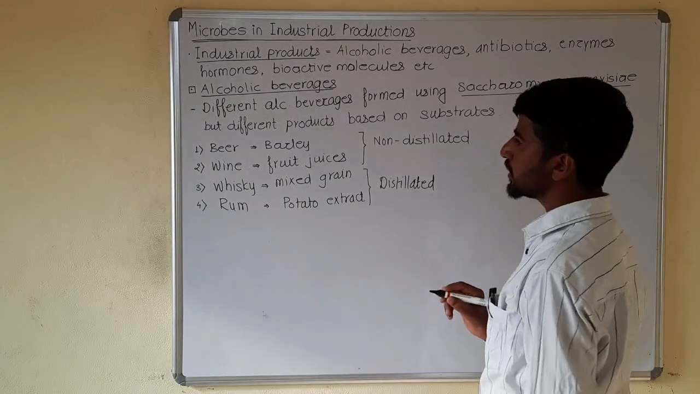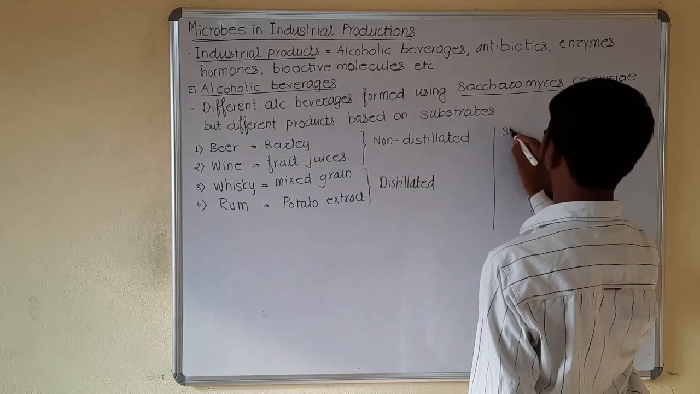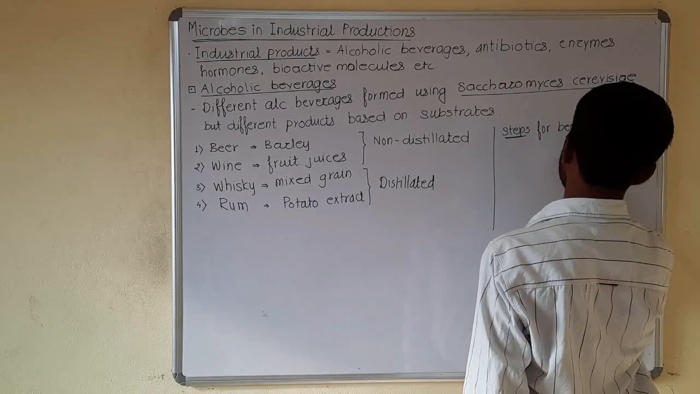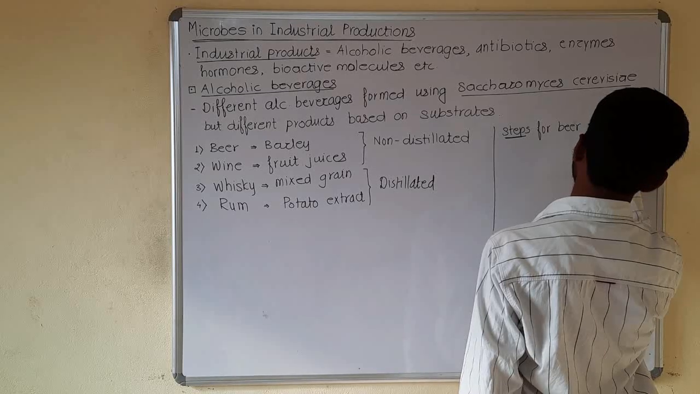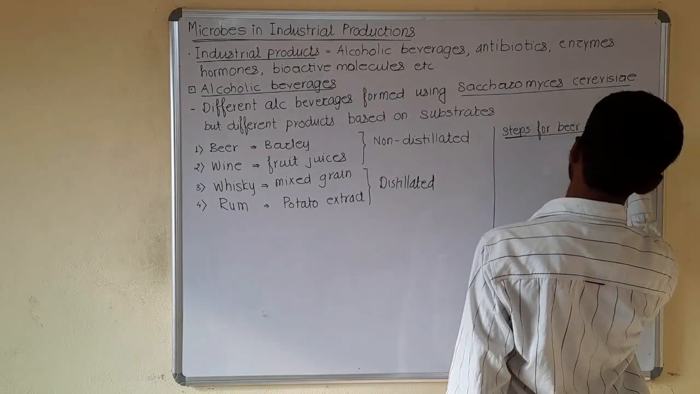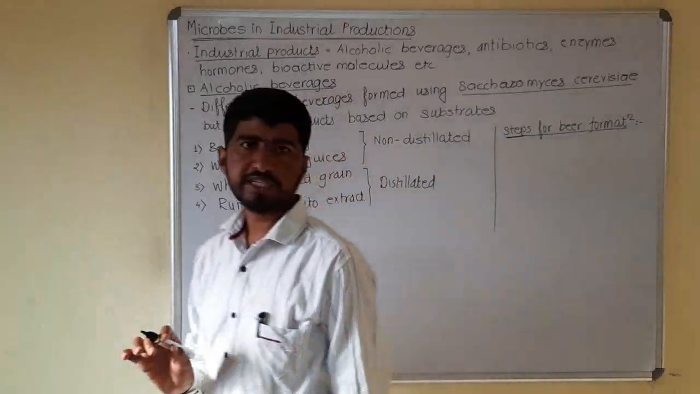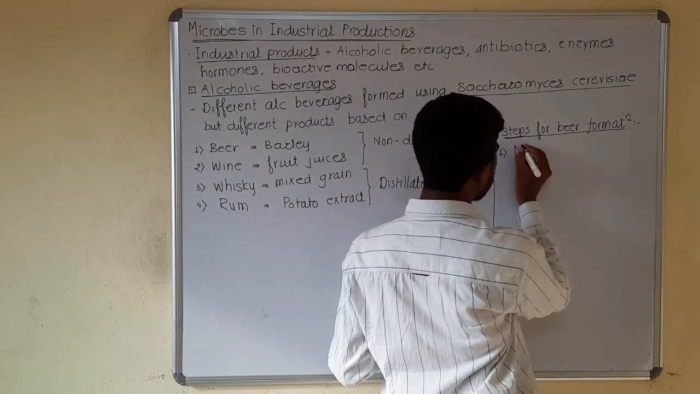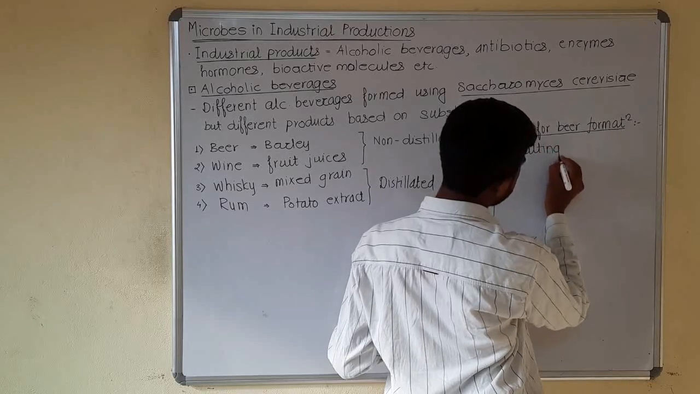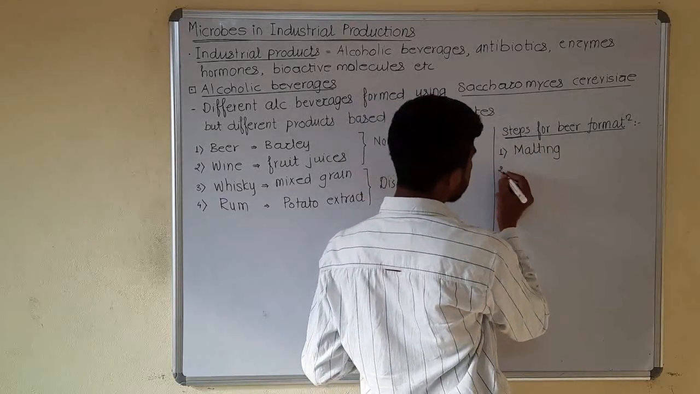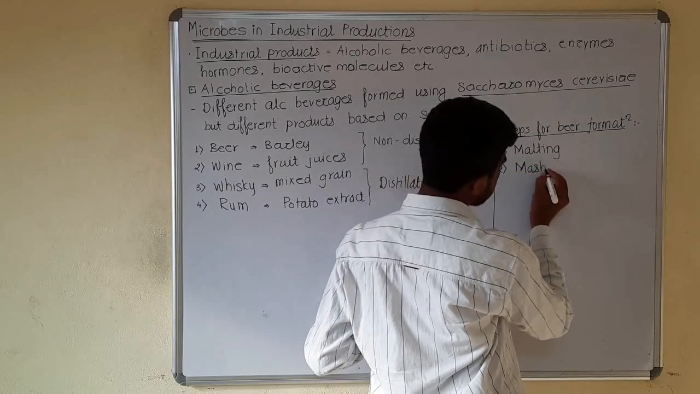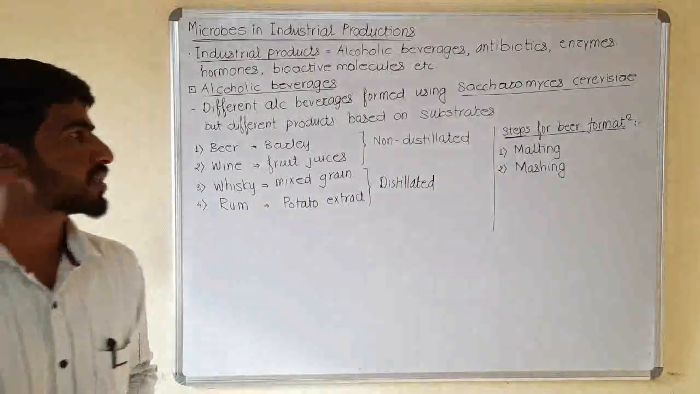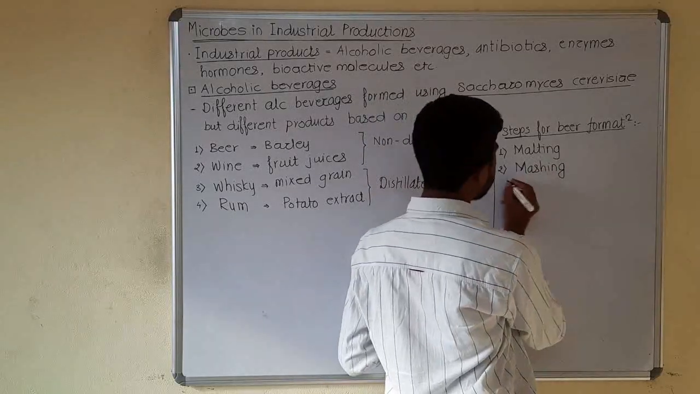Here we take the steps for the preparation of beer. This point is asked in the board and CET exams. So, steps for beer formation. First of all, the separation of grain, which we call the malting process. Second, the mashing process. After the isolation of grains, the grains are crushed easily with hot water, and that's why we call it mashing.